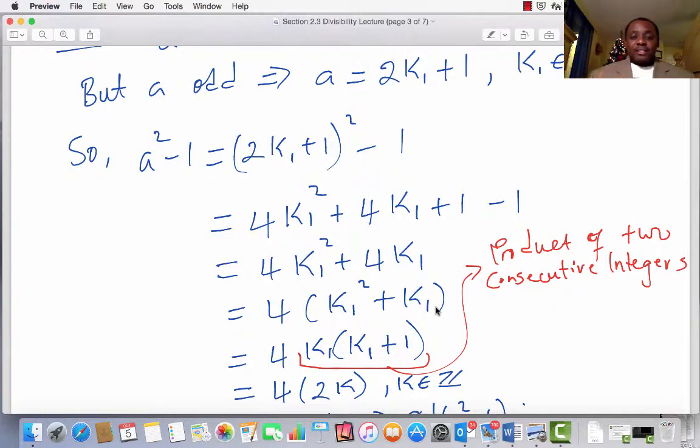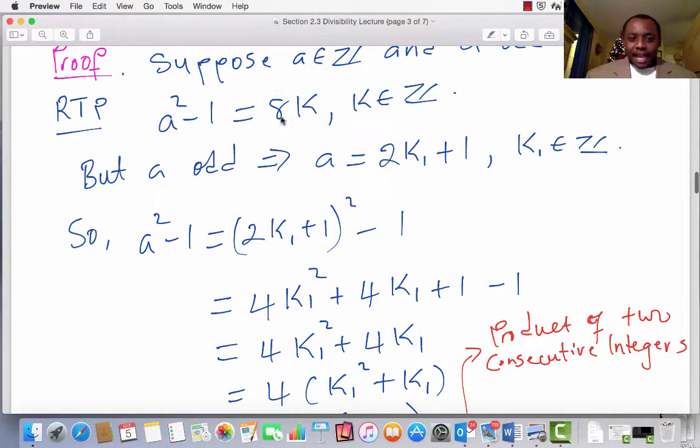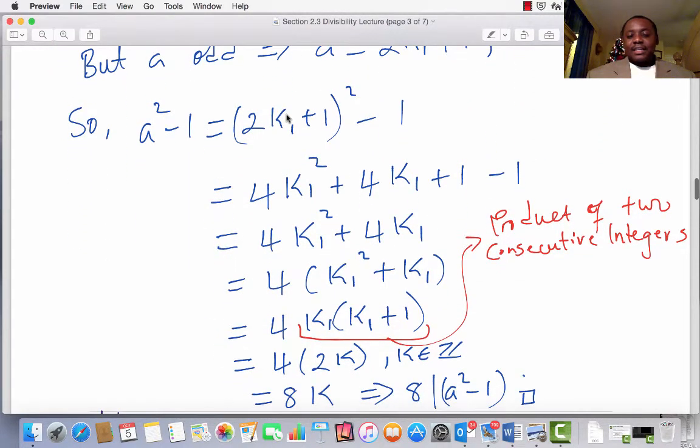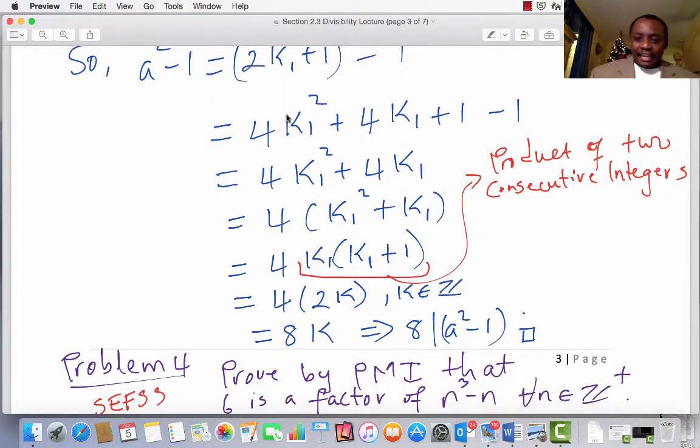Beautiful. But what do I really need? I need an 8. I need 8 times some integer k. What I have right now is 4. How do I change the 4 to an 8? This is what I meant when I said we are going to visit a classic technique in abstract algebra. Whenever you have k1 squared plus k1, factorize out k1 and observe that what you have is k1 times k1 plus 1. This product right here is the product of consecutive integers.